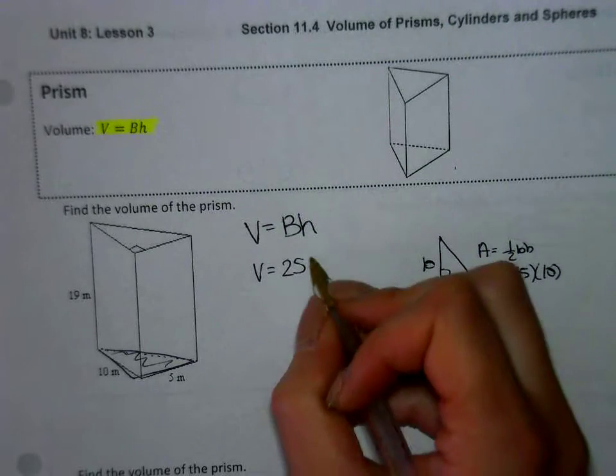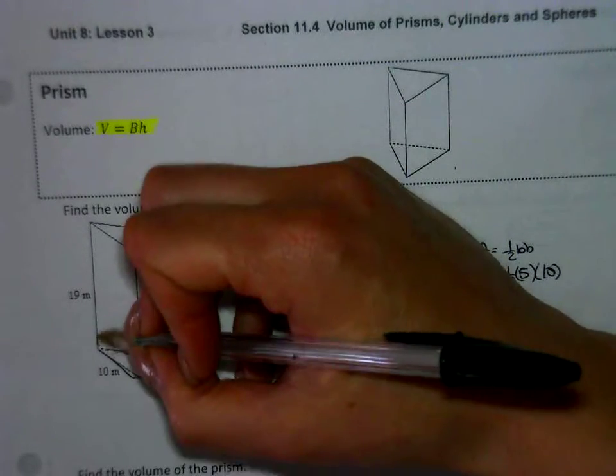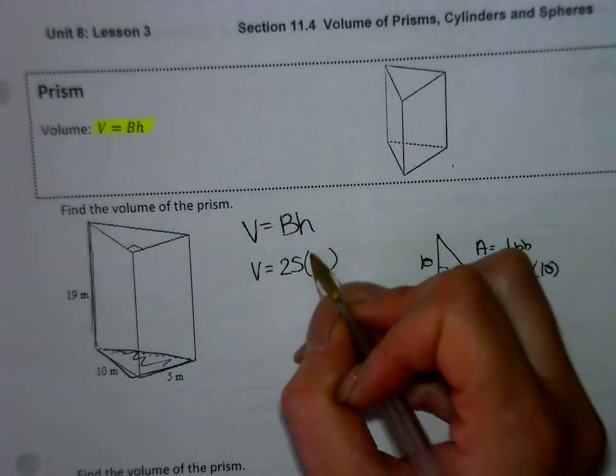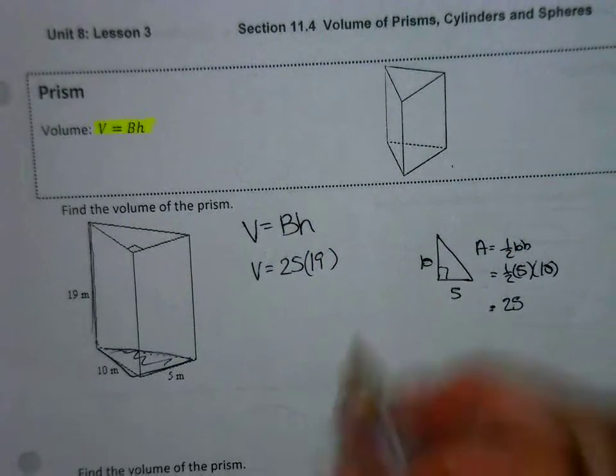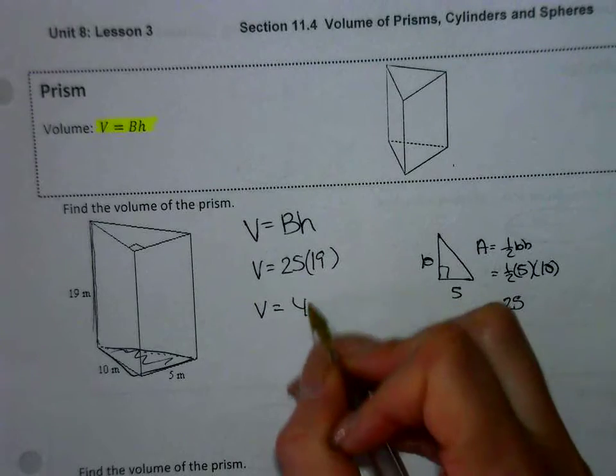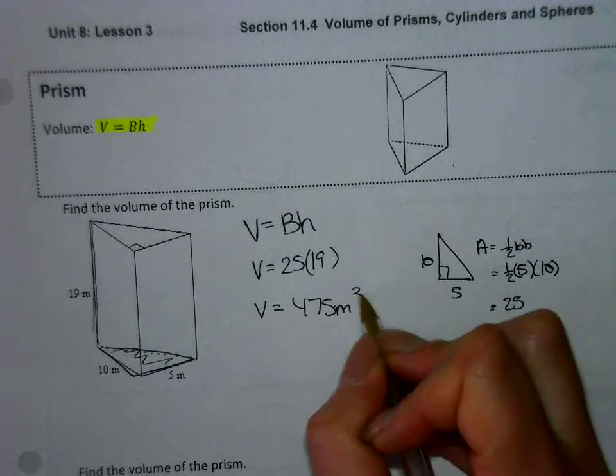Then to find the height, it's the distance between our two bases. So our height is 19. So then to find the volume, 25 times 19, we have a volume of 475 meters cubed.